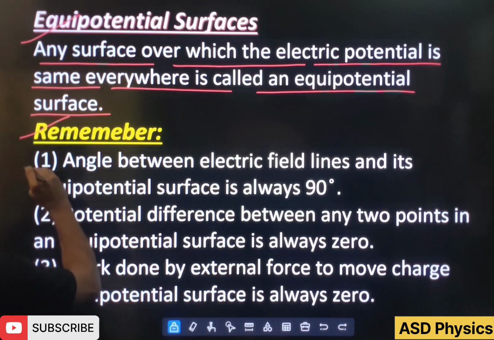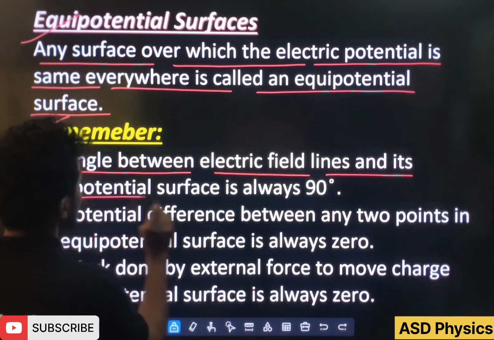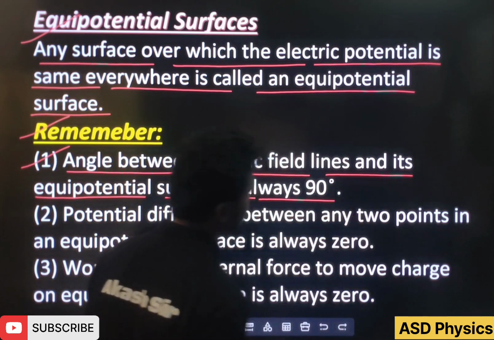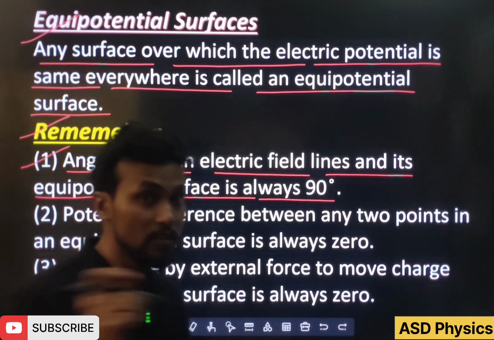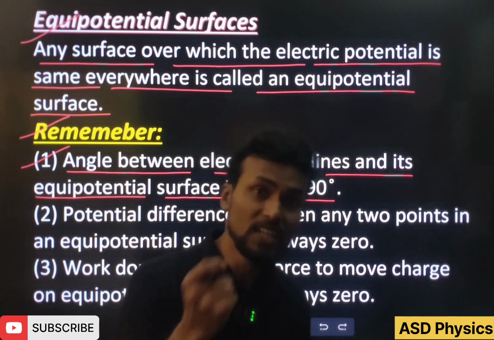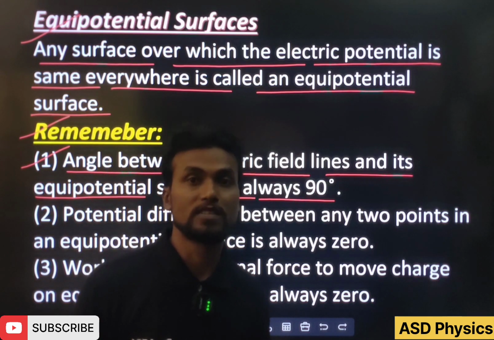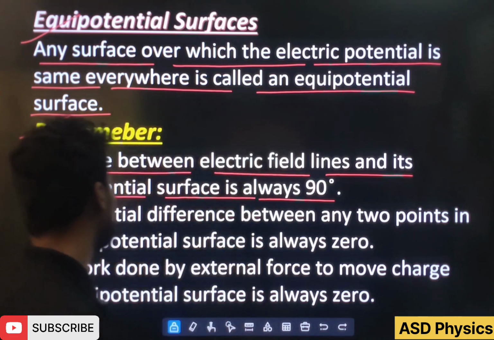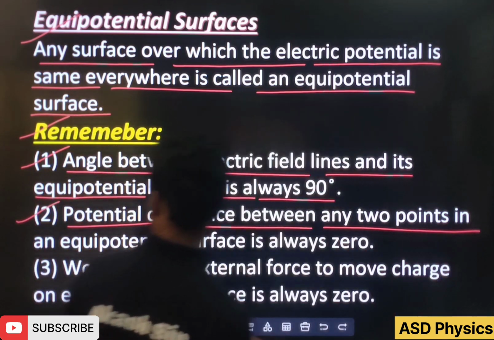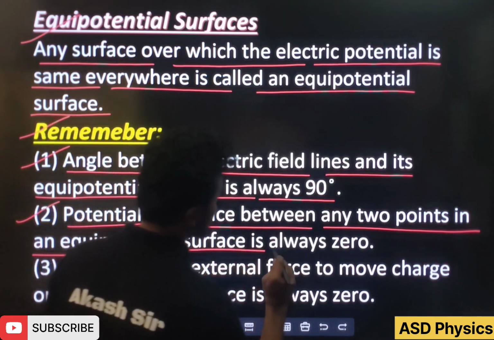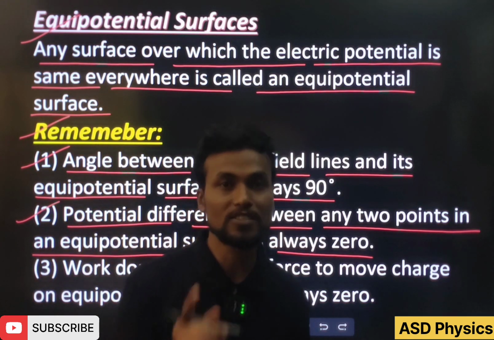First, the angle between electric field lines and the equipotential surface is always 90 degrees. Later we will see the diagram also, but remember that the angle between electric field lines and the equipotential surface is 90 degrees. That means we can say electric field lines are perpendicular to the equipotential surface. Next, the potential difference between any two points on an equipotential surface is always zero. Anyhow the potential at all points is the same, so the potential difference is zero.